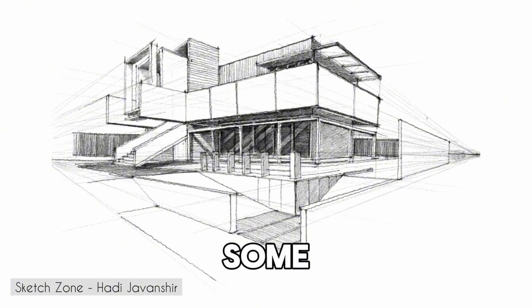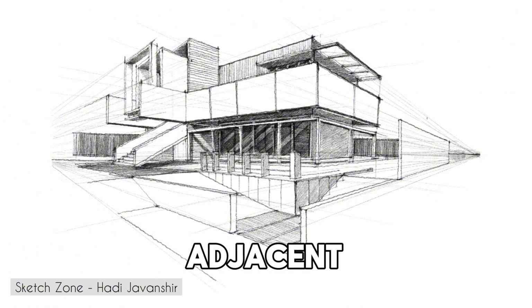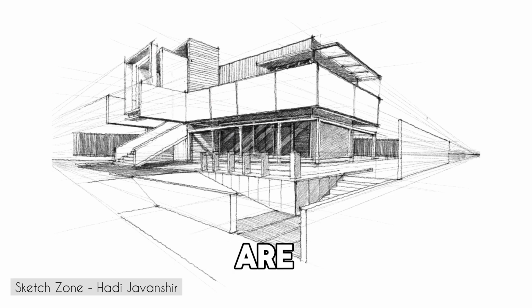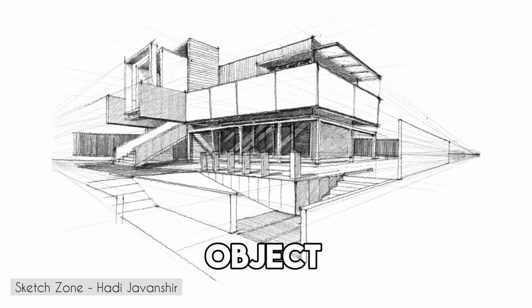We can also draw some cast shadows on the ground and on the adjacent walls. Cast shadows are the shadows that are projected by the object onto other surfaces. They follow the same perspective rules as the object itself.